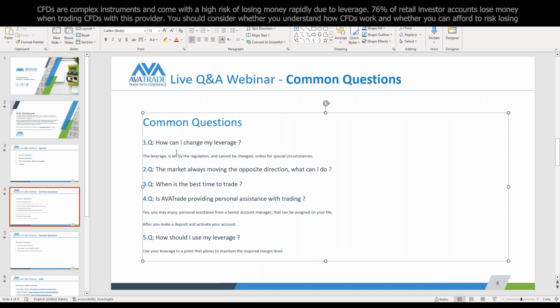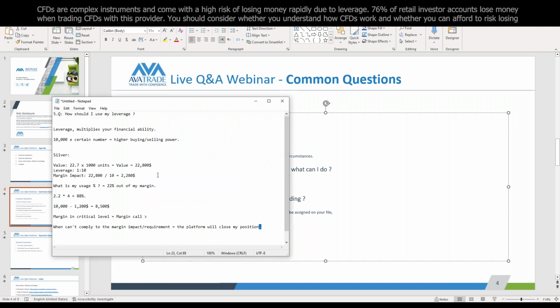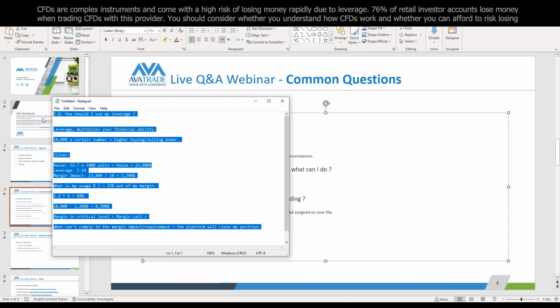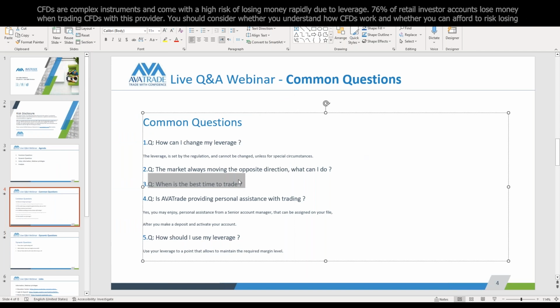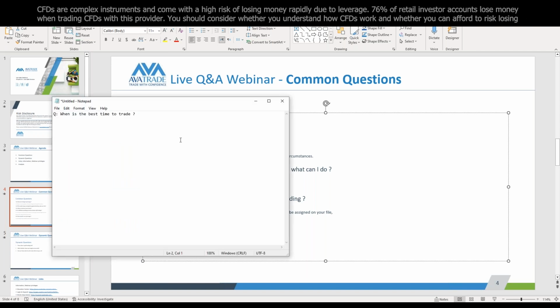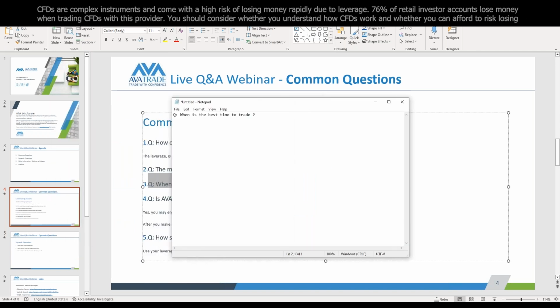Excellent. What we have left, the first is fulfill. The market always go against me. All right, this opposite direction question. What is the best time to trade? Okay, let's take that and then we'll go with that. No, that's not the question. Just a second. There we go. When is the best time to trade?